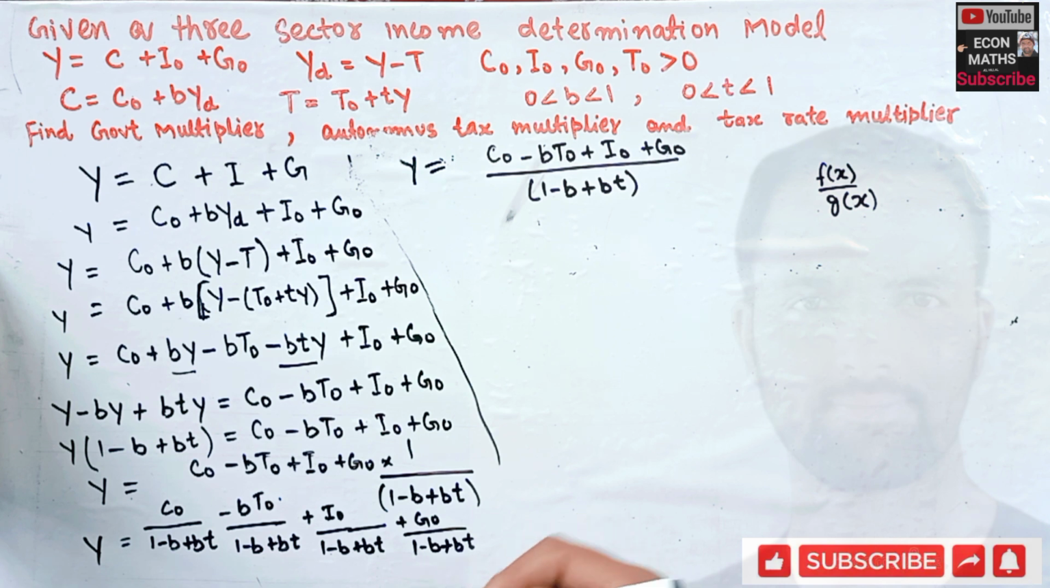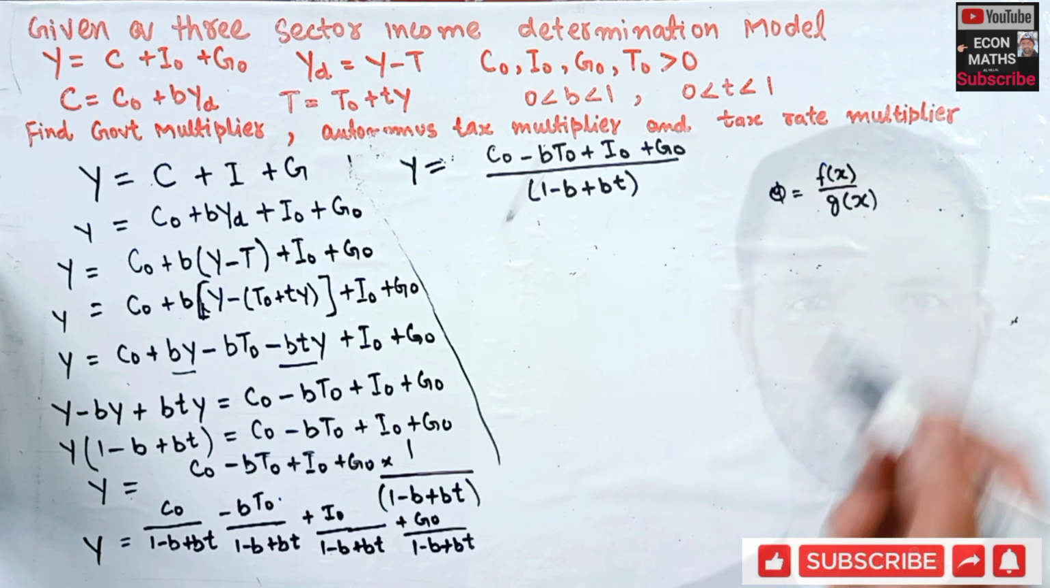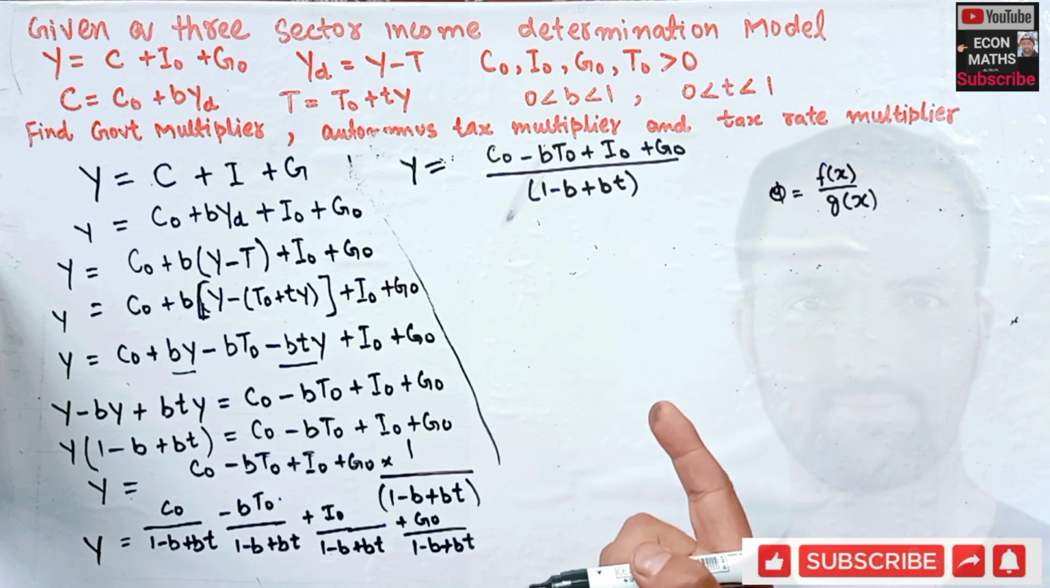How do we find, let us say y, anything phi is equal to this, okay. Now how do we use the quotient rule? How do we use the quotient rule?